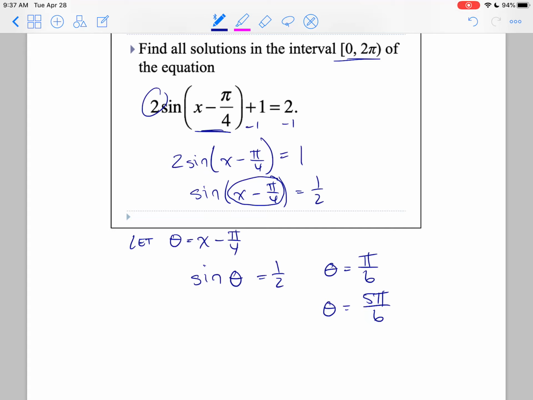Now, knowing where sine of theta equals 1/2 is going to come up a lot today, so just get used to that. But remember, this isn't really what I'm looking for. I'm looking for x. I'm not looking for theta. And so I'm going to set x minus pi over 4 equal to pi over 6. And I also want to set x minus pi over 4 equal to 5 pi over 6.